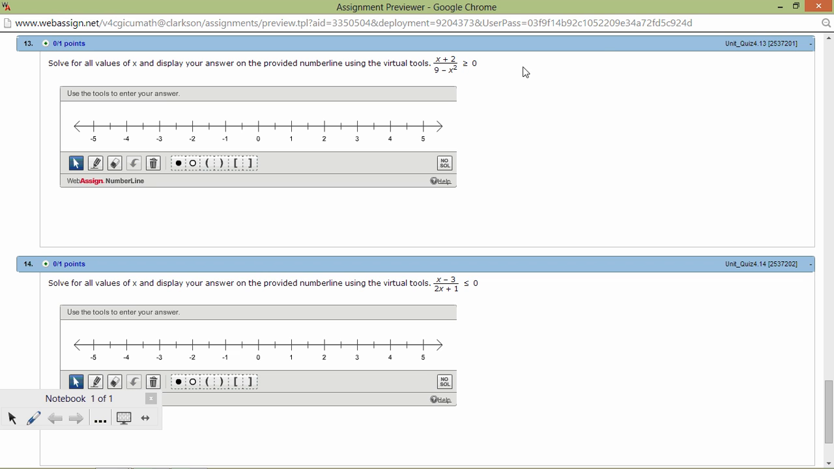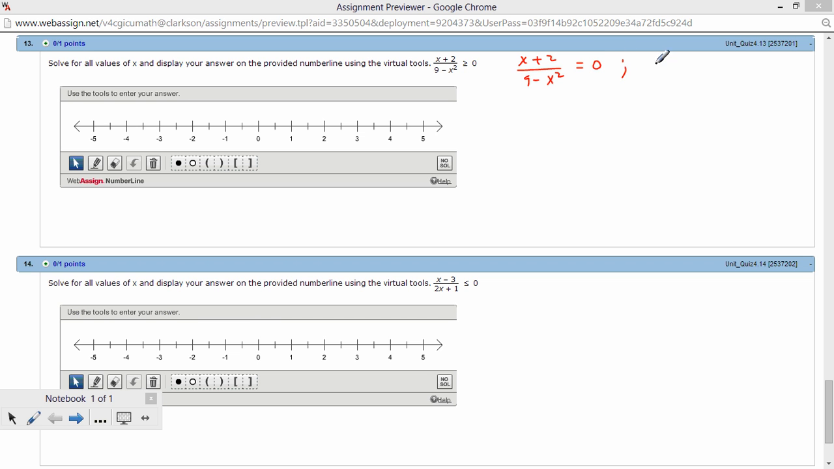And in this situation, this should be fairly quick. We've got x plus 2 over 9 minus x squared, and I consider it equal to 0. And right away, I hope you see x cannot be 3 and x cannot be negative 3. So those are going to be two numbers I'm focused on. And in terms of the numerator, it can be equal to 0 if x is negative 2. Right? So if x plus 2 equals 0, then that gives me x equals negative 2.